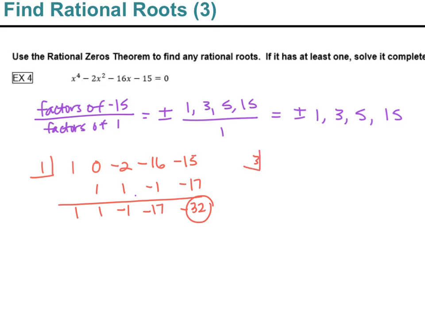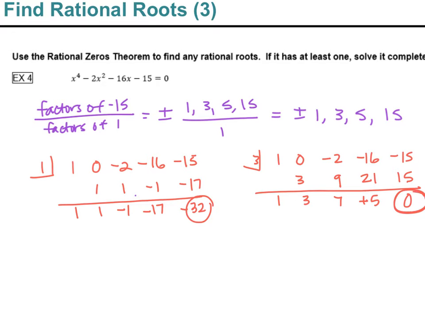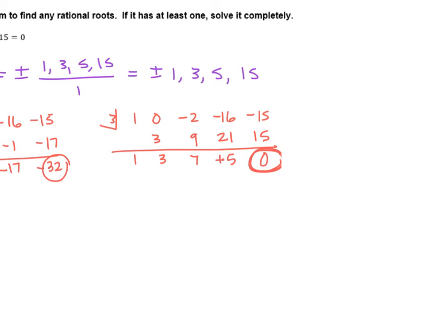Let's try 3. 1, 0, negative 2, negative 16, negative 15. Add down, multiply, add down, multiply, add down, multiply, add down. Oops, that's going to be a positive 5. Multiply, add down. Alright, we got a remainder of 0. That's a good thing. That means we found one of our roots. x equals 3.